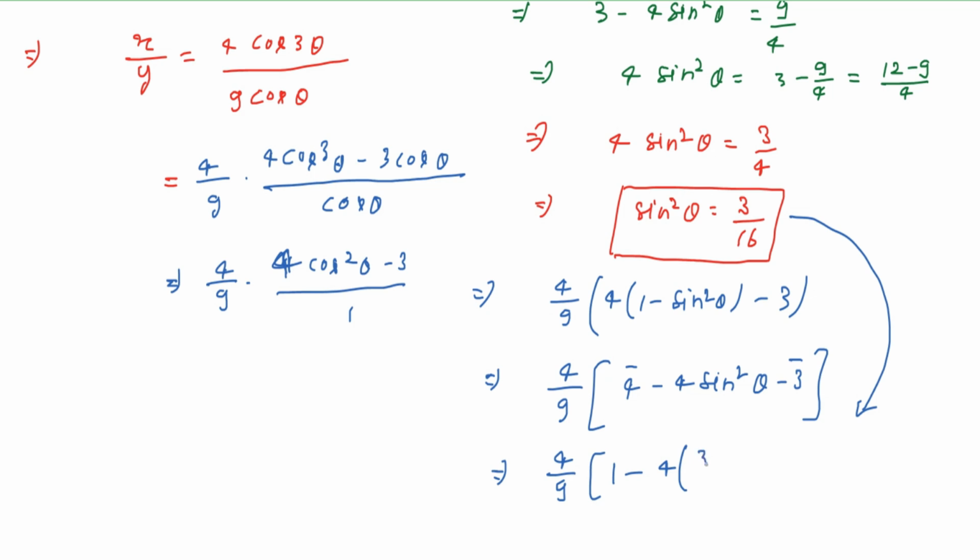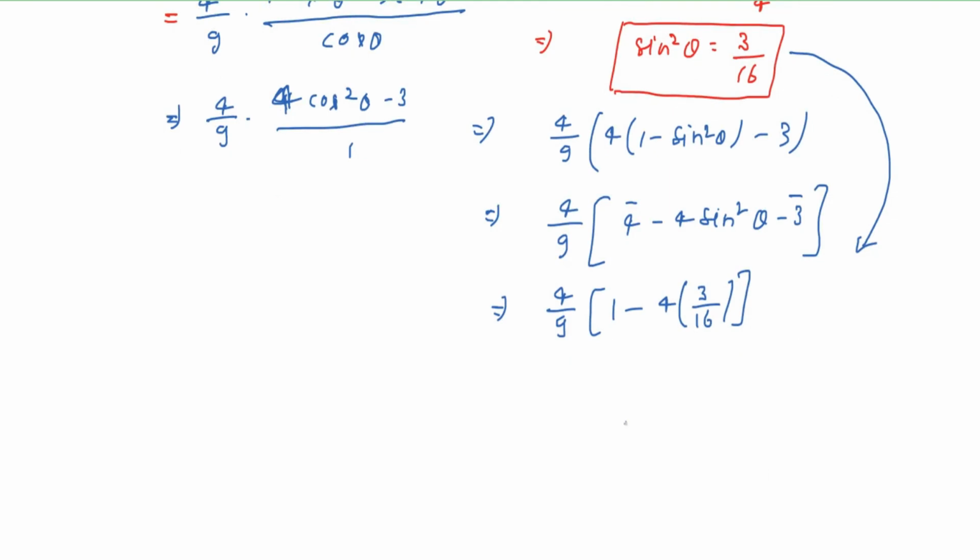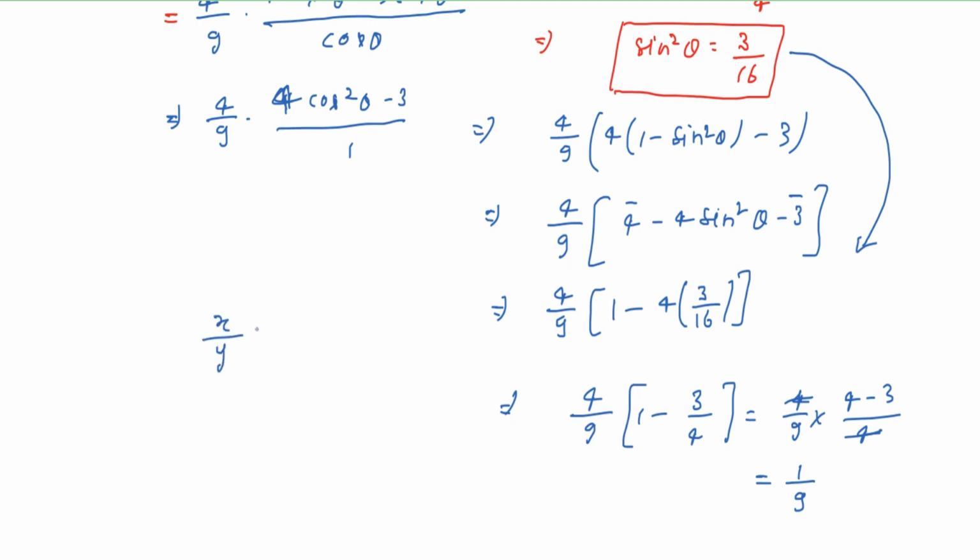So if we put the value of sine square theta from here into this result, it can be written as 4 times 3 divided by 16. So further we will have 4 divided by 9 times 1 minus 3 divided by 4. So from here we can write 4 divided by 9 times 4 minus 3 divided by 4. So these two quantities will be cancelled out. 4 minus 3 will be 1, and we will have 1 divided by 9. So in this manner we have x divided by y is equal to 1 divided by 9.